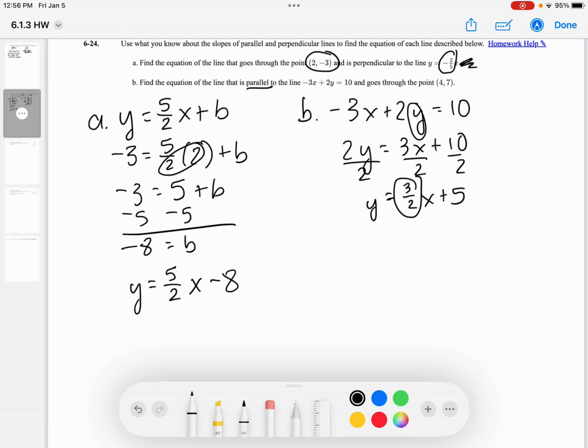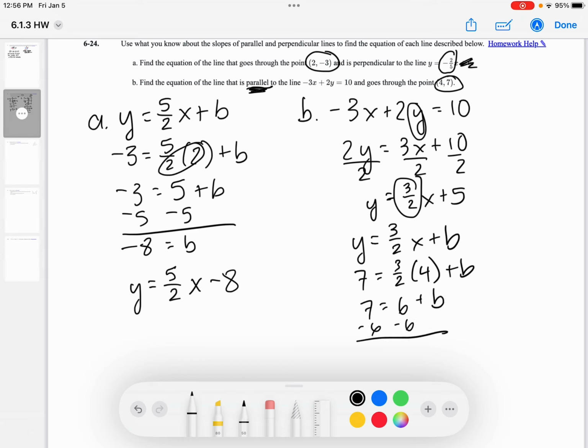The slope of my original line is 3/2. My line is parallel to that, so it's going to have the same slope. Remember, parallel lines have the same slope. So my new line is going to have this form. And just like we did before, we need to solve for our b by plugging that point in. So my y is 7, x is 4. Let's see, 3/2 times 4 is going to be 6. And I get that b equals 1. So my final equation is y equals 3/2 x plus 1.